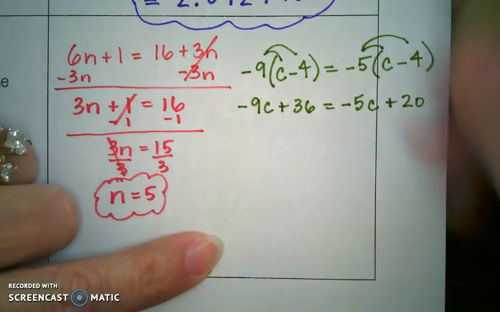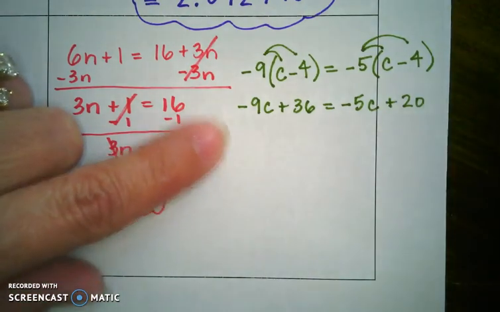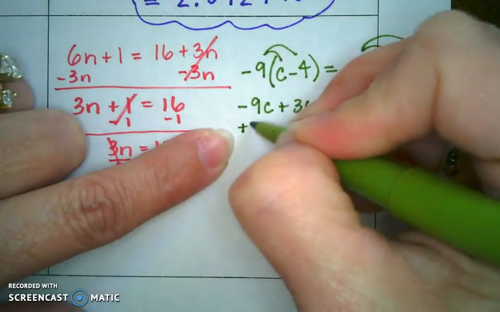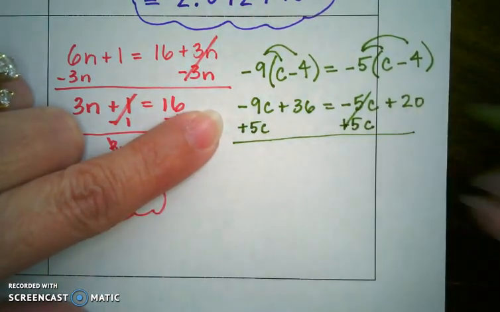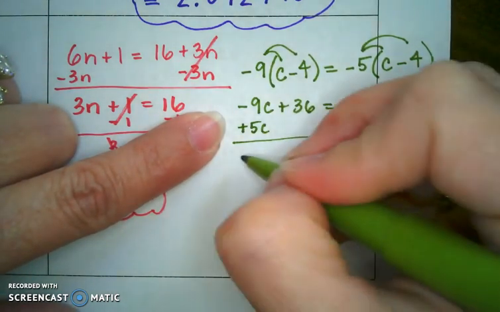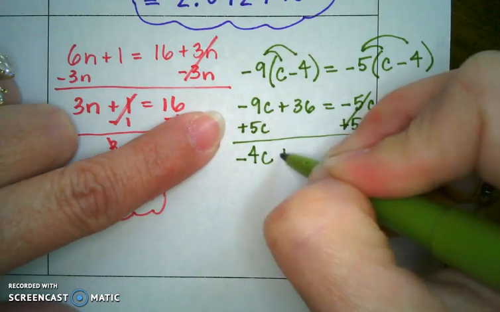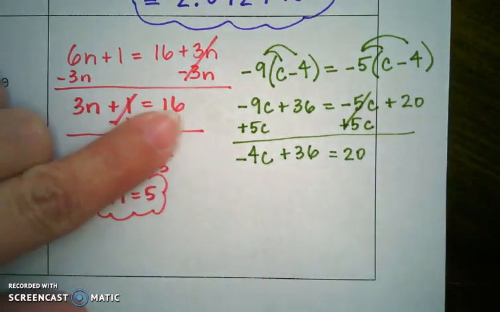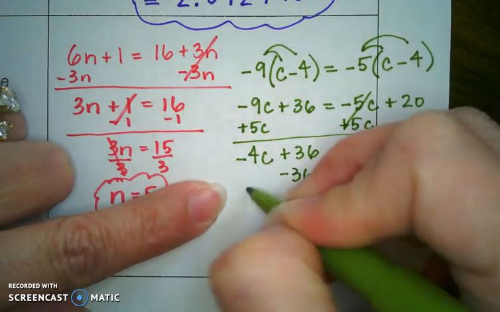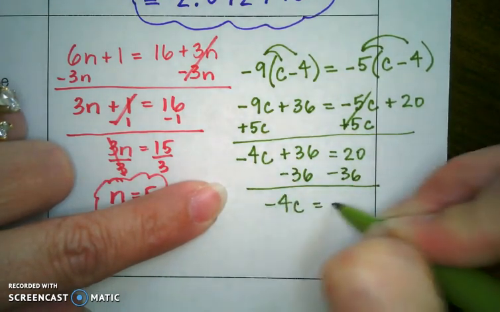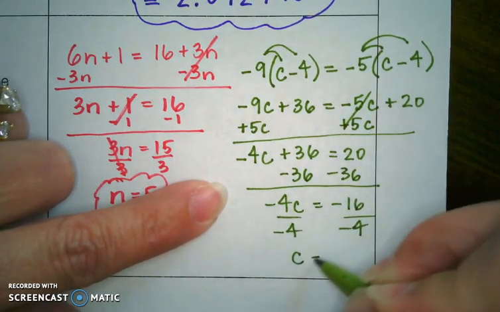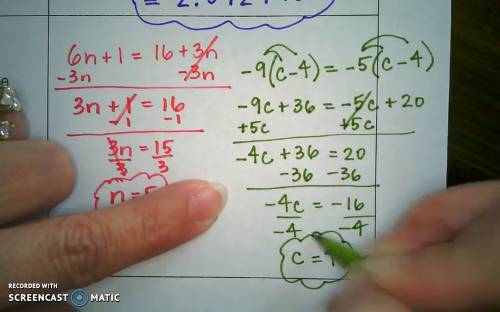So I need to get the c's together. So I need to get rid of a -5, which I can do with a +5. So add 5c to both sides. That cancels. So on the right side we have 20. On the left side, this is -4c plus 36. So now I need to start chipping away to get c by itself. Subtract 36 from both sides. So -4c is -16. Divide both sides by -4, and c equals 4. Again, you can check by filling that solution back in.